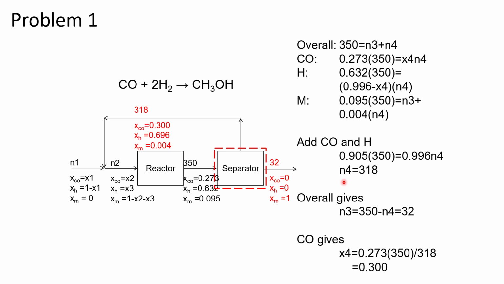This equation we can solve easily for N4. It's 318. And that's shown here on the diagram. If we use the overall balance, we can solve for N3. It's just 350 minus N4. That's 32, which is shown here. And finally, we can calculate X4 from the CO balance. It's 0.273 times 350 divided by N4, which is 318. That gives us 0.3. All that information is in red here, added to our process flow diagram.